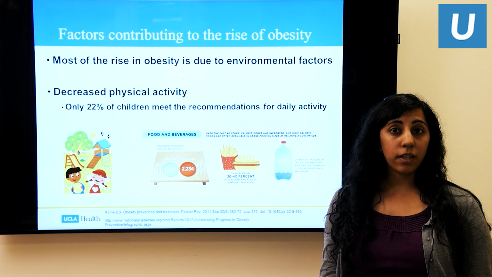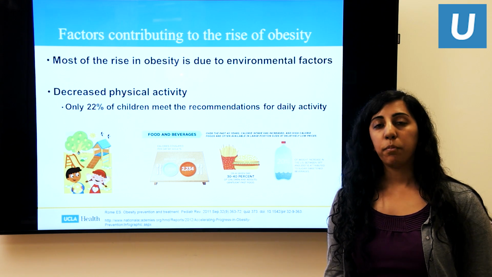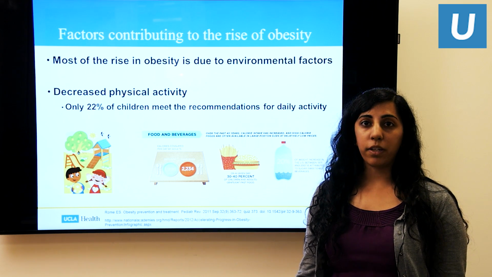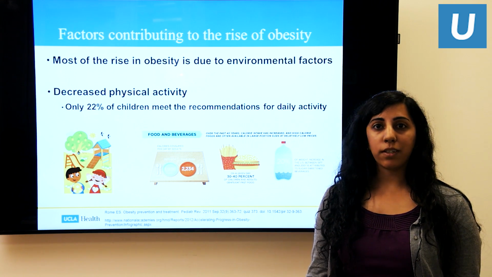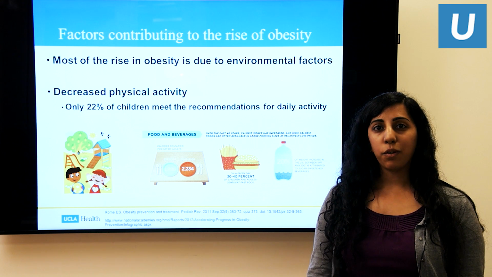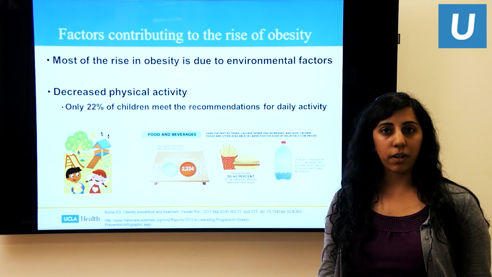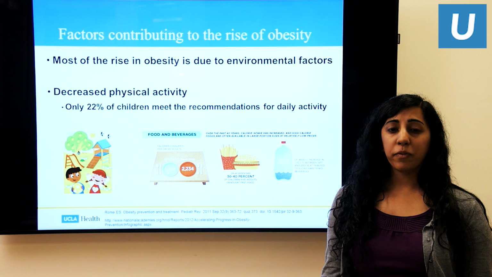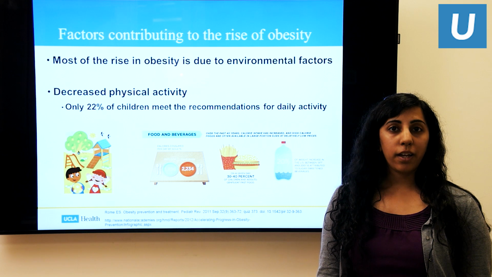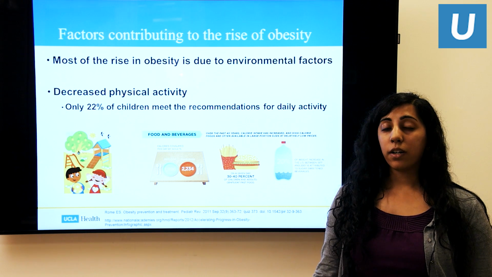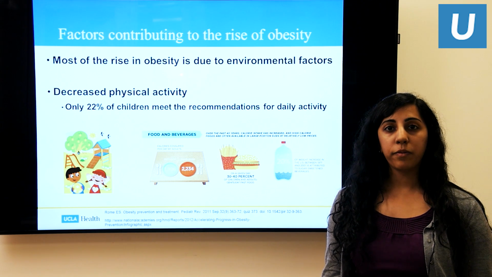So what are these factors that have caused obesity to rise so much in the past? We know that there's definitely a genetic component, but a lot of the rise we are definitely attributing to environmental factors. So this is changes in the way that we all live, we all eat, our exercise, and our physical activity. One important and major component is that there's definitely decreased physical activity in everyone across the board. But when we're talking about children, only 22% of children meet the recommendations for daily activity. And only 25% of children are even in any sort of physical education program on a daily basis.